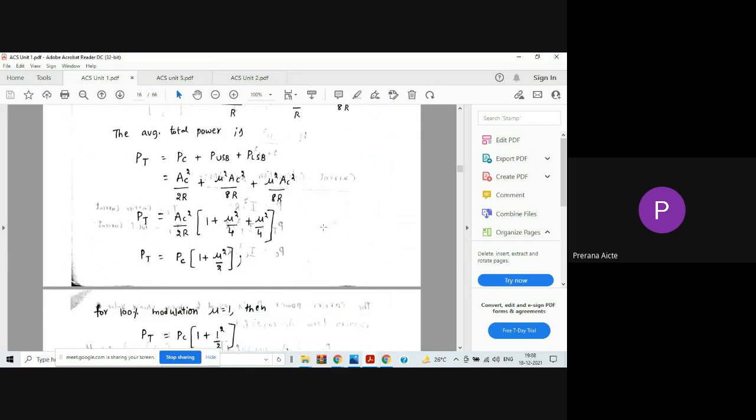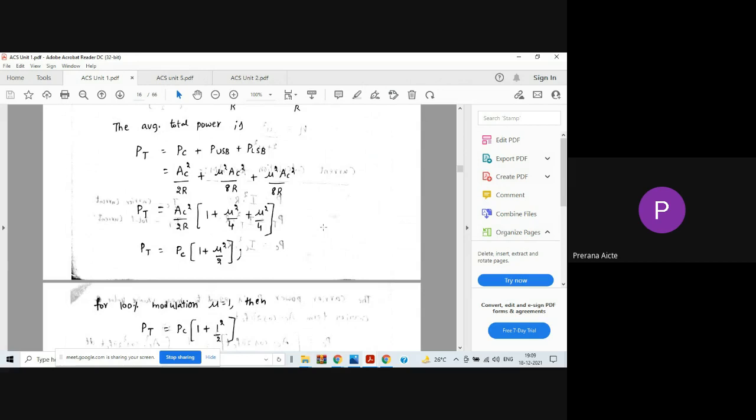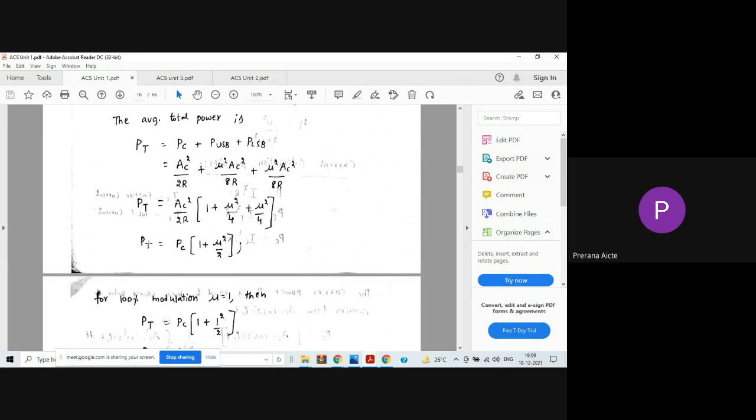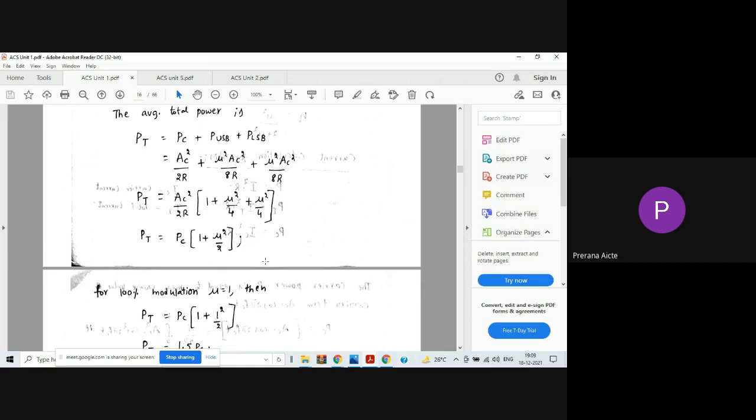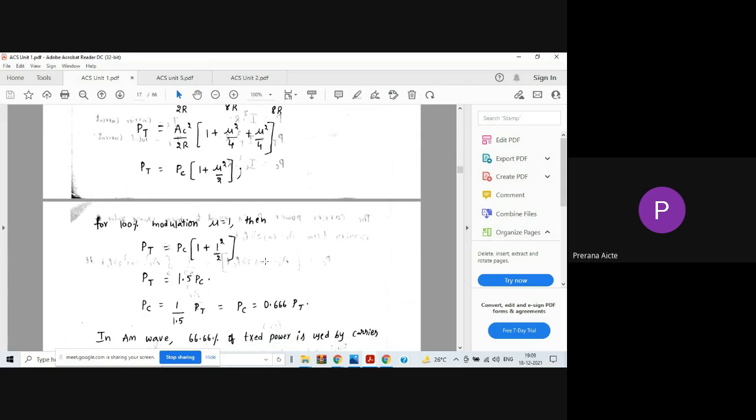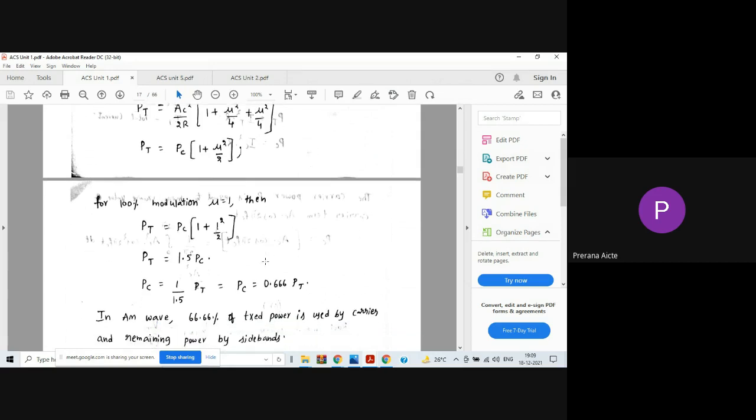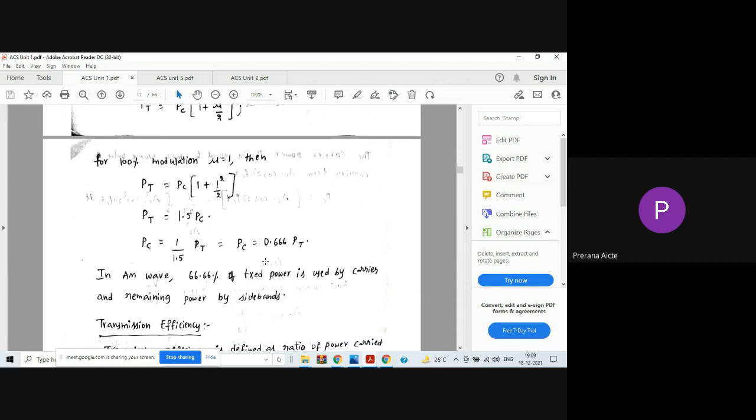So what is the total power? The relation between the transmitted power and the carrier power. What is that formula? Pt equals Pc into (1 plus mu square by 2). What is mu? It is called the modulation index. How can you define modulation index? The ratio of the amplitude of message signal to the amplitude of carrier signal. So it's simply Pt equals Pc into (1 plus mu square by 2). Okay, if you substitute the mu value as 1, what happens? We get Pt equals 1.5 into Pc.